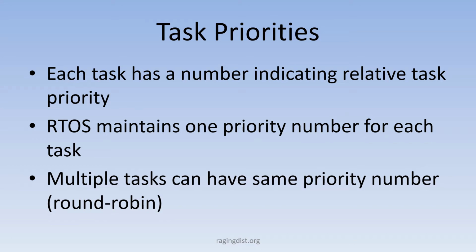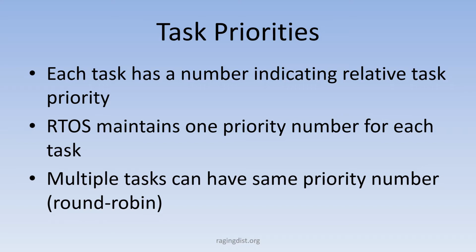So back to task priorities. These priorities can be assigned. If you don't have round robin, each task has to have a unique relative task priority. If you have round robin capabilities, then multiple tasks can share the same priority numbers.